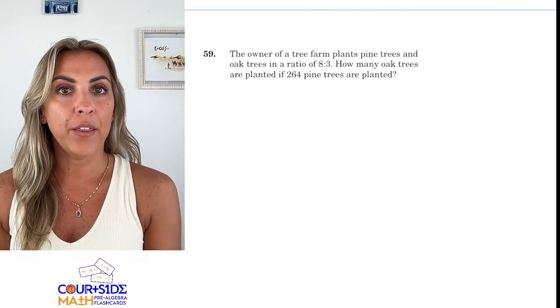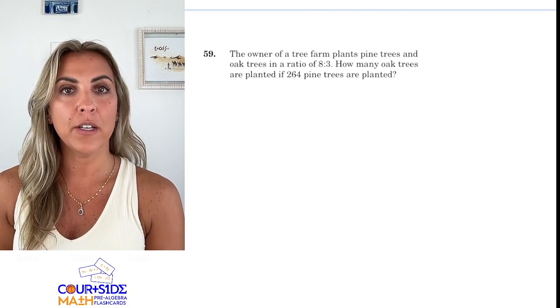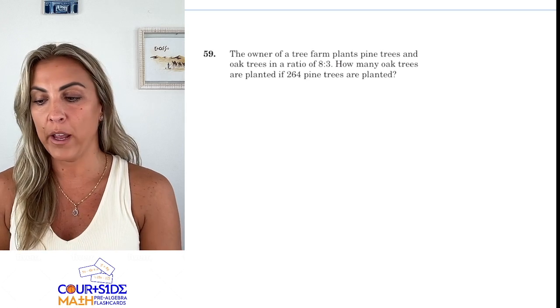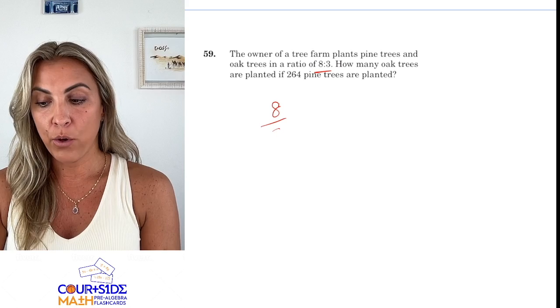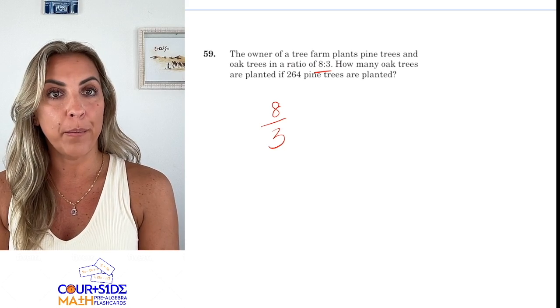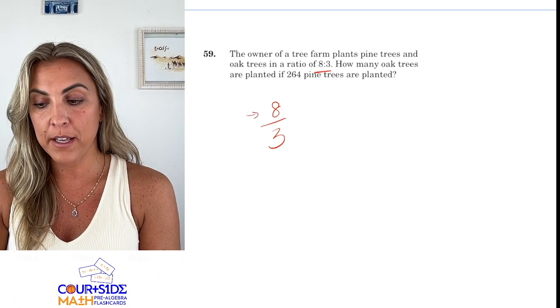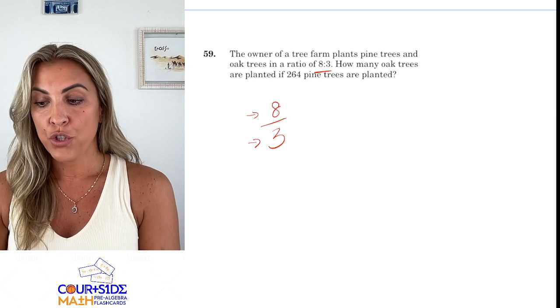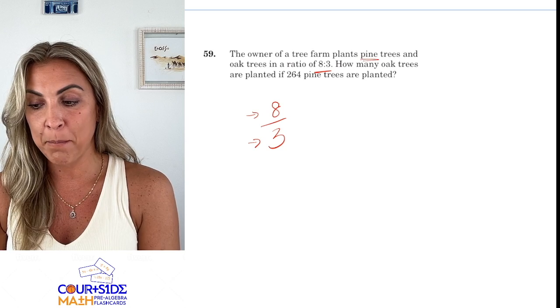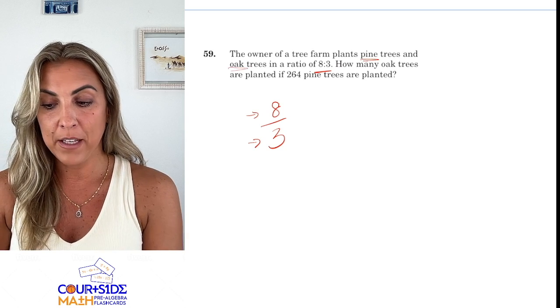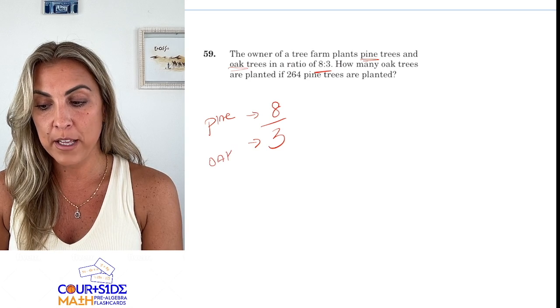All right, number 59: the owner of a tree farm plants pine trees and oak trees in a ratio of 8:3. I'm going to stop and annotate immediately. I'm given a ratio, and I know that in a ratio, the order is very important. So I want to know what that 8 represents and what that 3 represents. The type of tree that came first is going to be the 8. It was written as pine trees and oak trees, meaning that the 8 represents the pine trees and the 3 represents the oak trees.